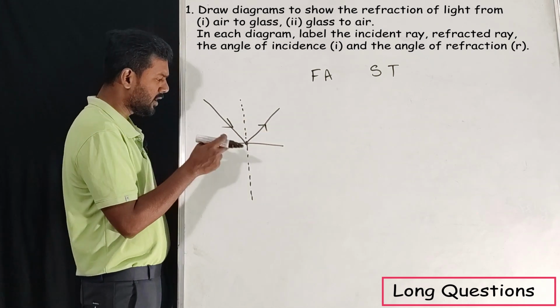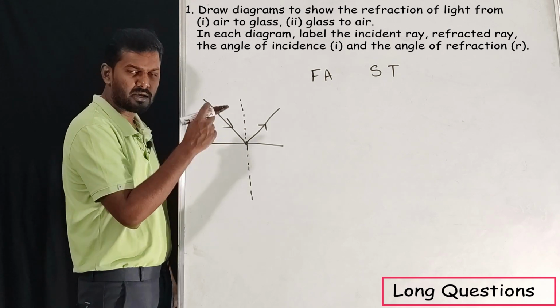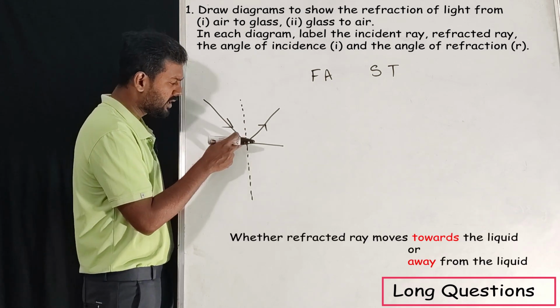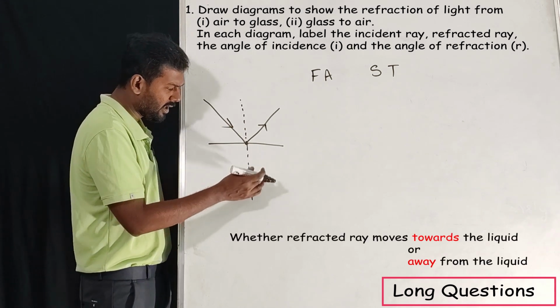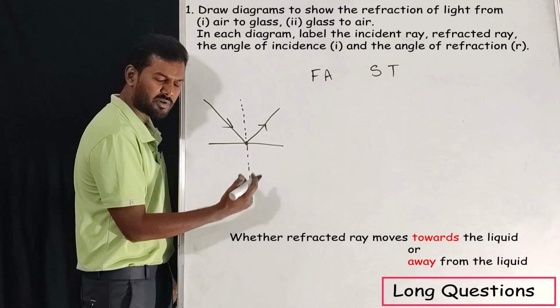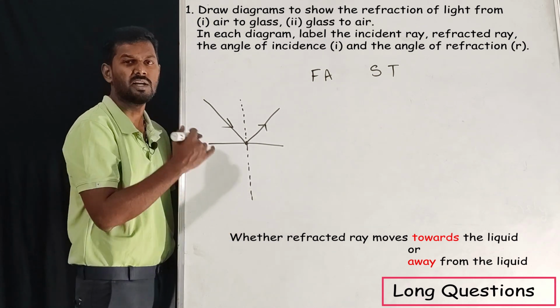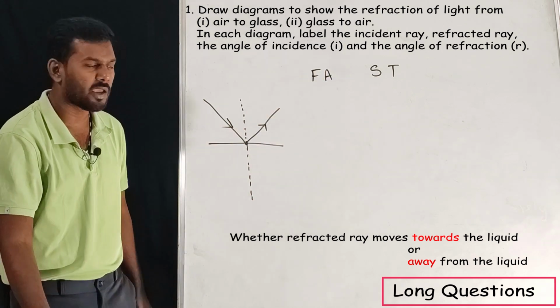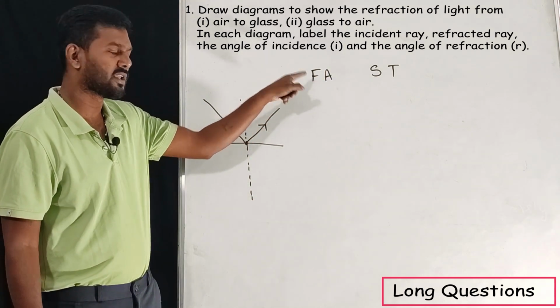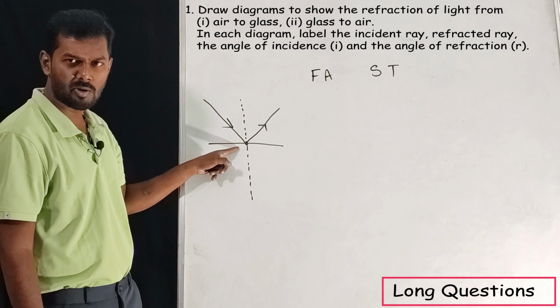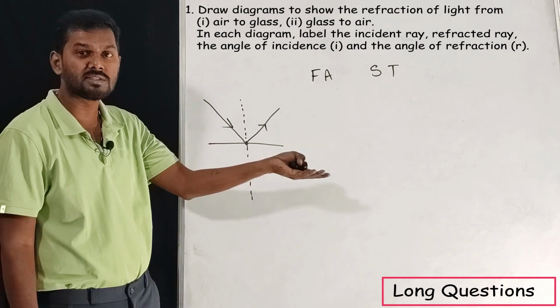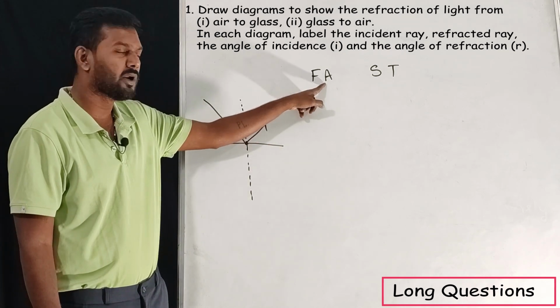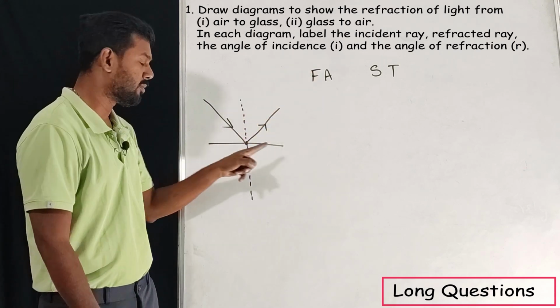Now the refracted ray. The important concept here is whether the refracted ray will move towards the normal or bend away from it. That we can answer using this concept. If the light ray, after passing through a medium, is getting faster, then it moves away from the normal.